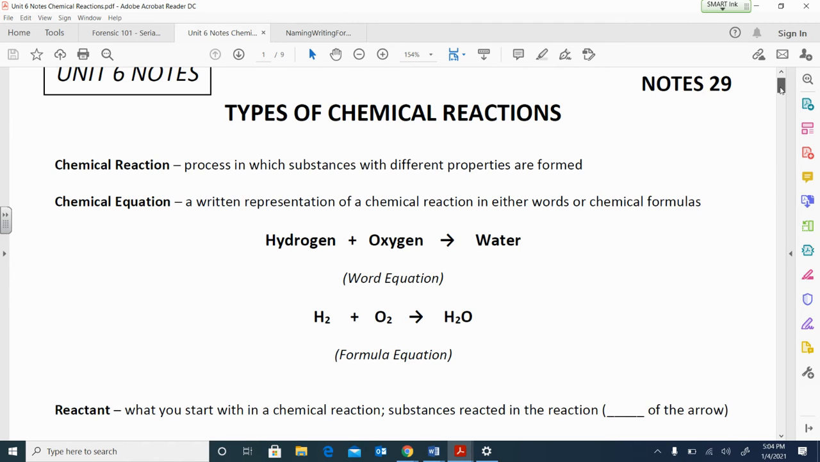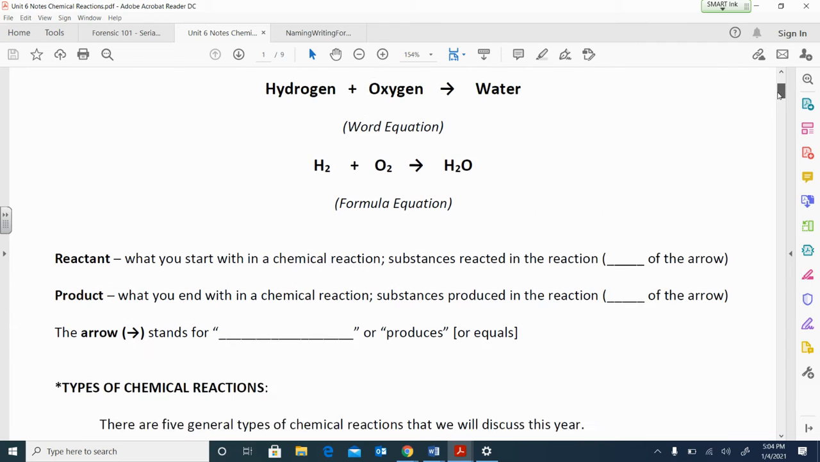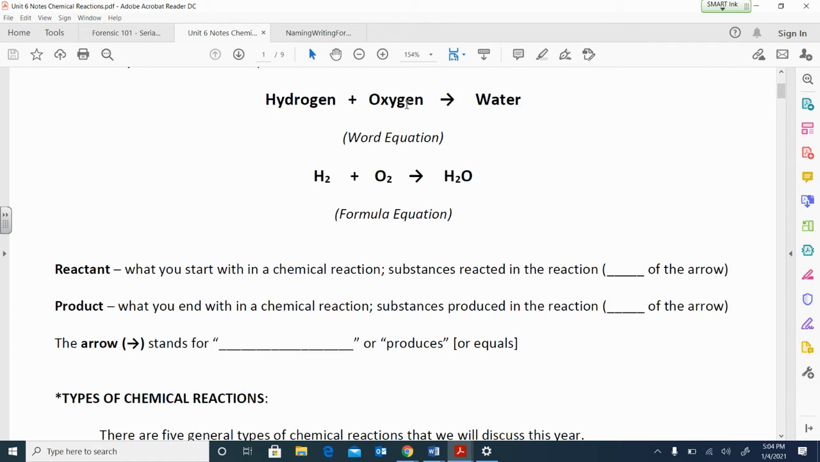So in looking at how this is set up, you are always going to have reactants on the left side of the arrow and products to the right. So the reactants react together to create the product, okay, on the other side. So let's go fill that in. So the reactant, what you start with in a chemical reaction, so it's what I start with. Reactants are to the left of the arrow. So left, or I drew a little sign, okay? So it's these ones. I'm going to go ahead and label them. This is a reactant, and this is a reactant.